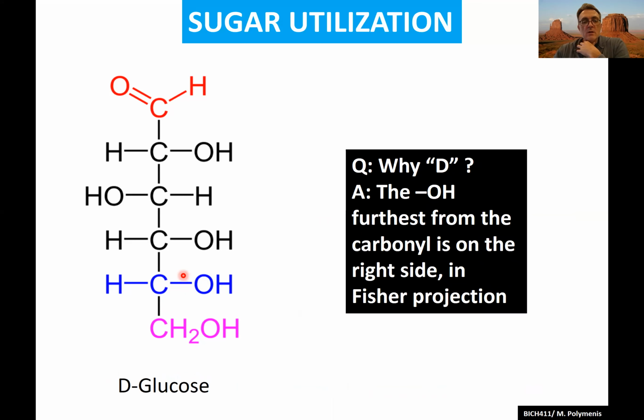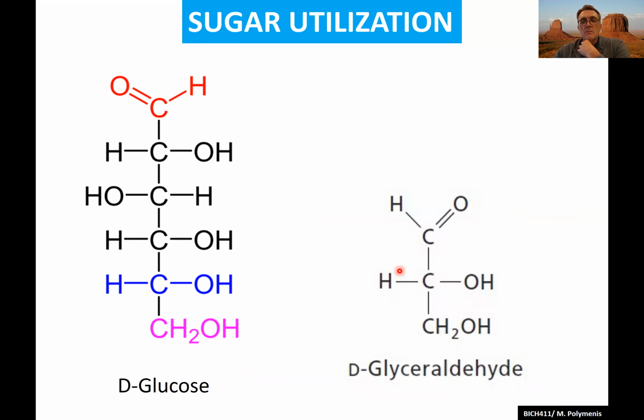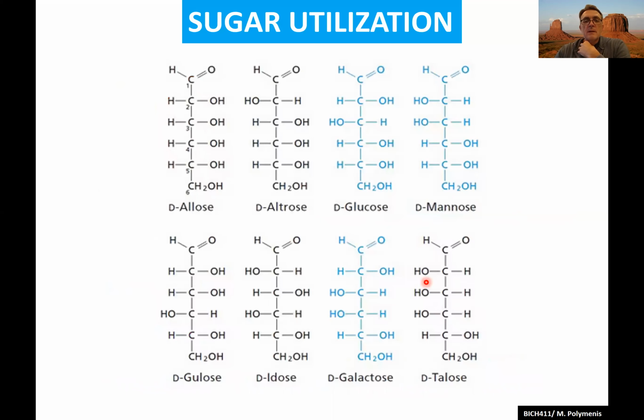We explained that already. Why D? Because the hydroxy farthest from the carbonyl is on the right side, and that's the analogy with glyceraldehyde, which only had one center. And these are the different 8. Remember, you have another L version of all of them. These are the different 8 isomers of glucose, depending on how the hydroxyl groups are arranged on the carbons. They're all D. Look at the farthest hydroxyl group.